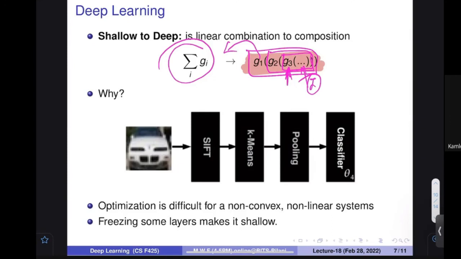As we have discussed earlier, you may think that the first part could be SIFT, the second part could be k-means, the next part could be feature pooling, and the next part could be the classifier. So different kinds of things you apply one by one, and at the end you are going to find out what is inside this particular image.